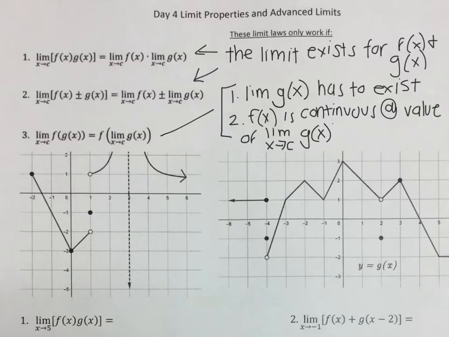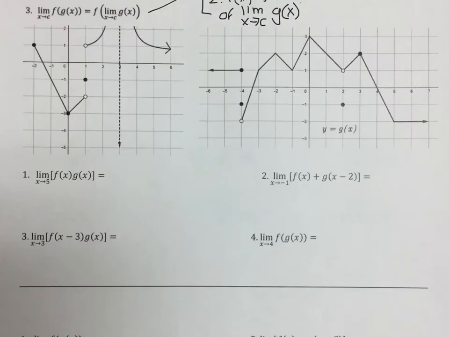Let's go to number 1. And so right off the bat, it is asking us for the limit as x approaches 5 of f of x times g of x. Well, my first function is f of x, that graph, and my second function is g of x. So the very first thing that I want to check is, at x equals 5, does the limit exist on both graphs? Okay, let's see. At 5, my limit on f of x is 1, and at 5 on g, my limit is -2. So yes, they exist for both of them.